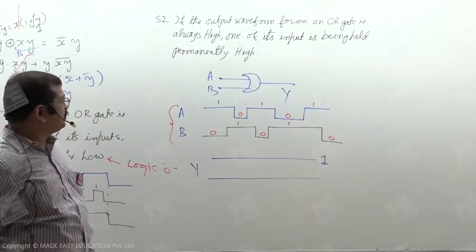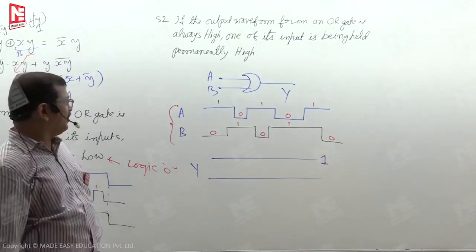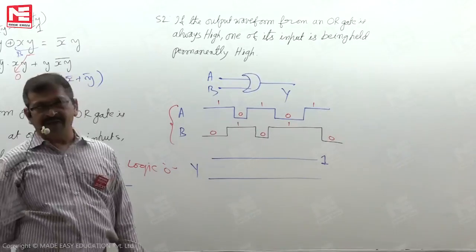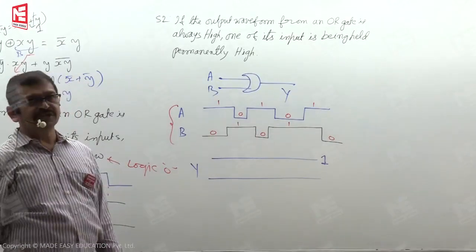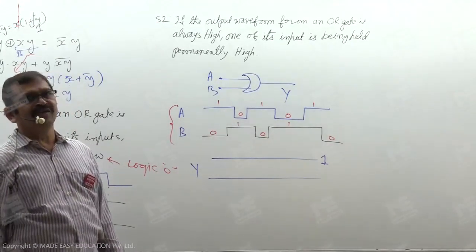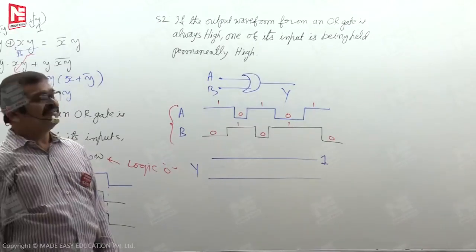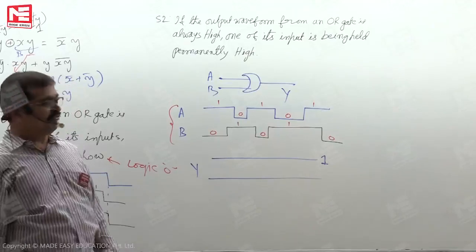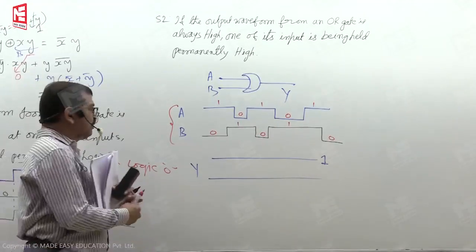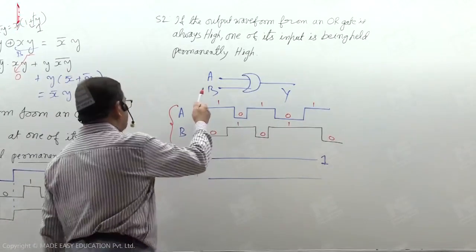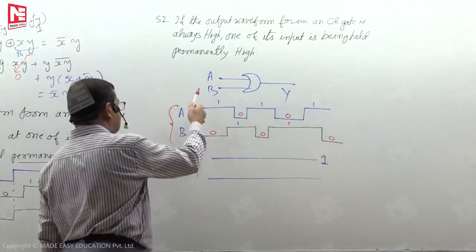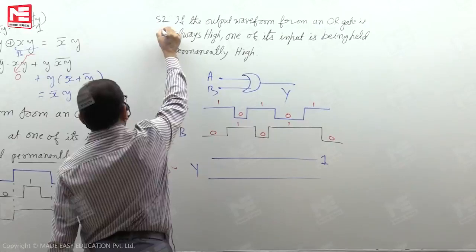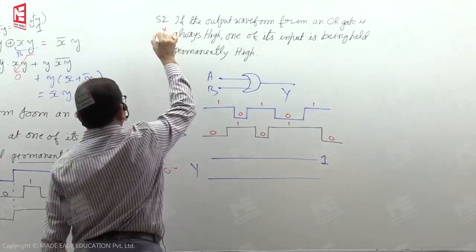But the statement is mentioning that if the output waveform of an OR gate is always high, one of its inputs is permanently high. It is possible, he meant to say, to read the output as high if and only if one of its inputs is permanently high. As I said already, high means logic 1. So based on this, there is no need to keep any one of the inputs permanently high. Without keeping any one of the inputs permanently high, we also have the output high. So this statement is also false.